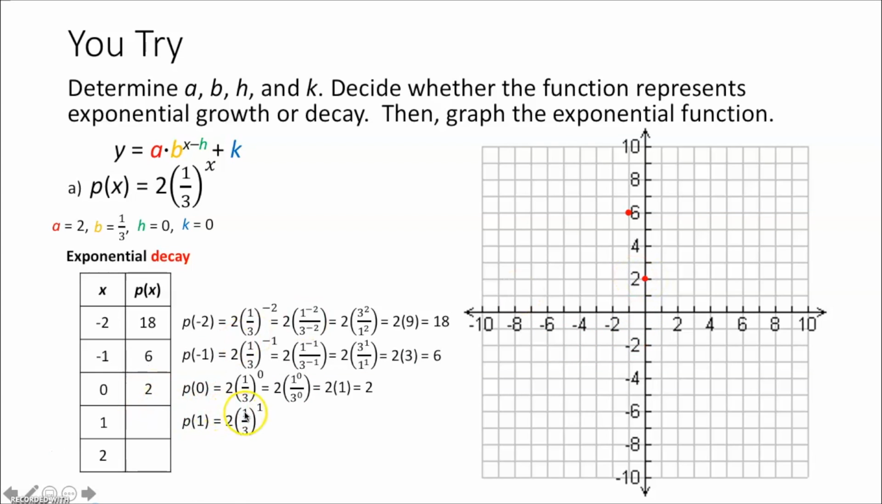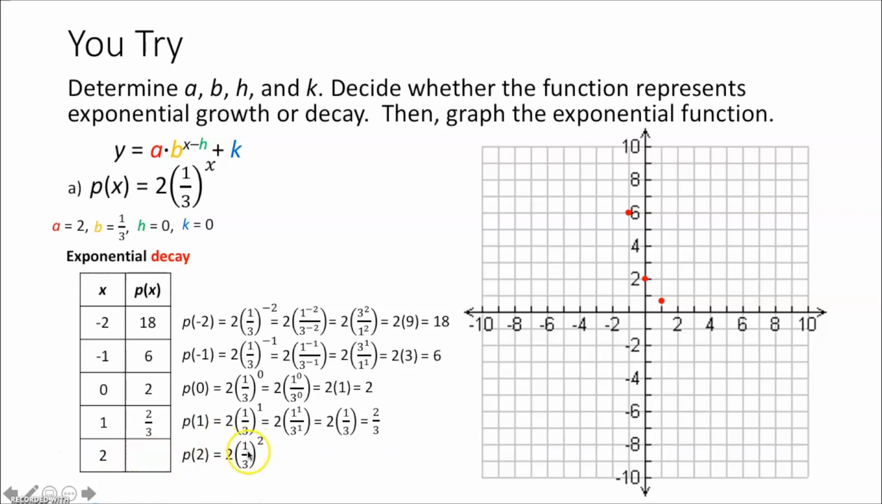1, plug in 1. So 1/3 to the first power is just 1/3. Then we take 1/3, multiply it by 2, and you get 2/3, because 2 is the same as 2 over 1. So 2 times the 1 gives you 2, 1 times the 3 gives you 3. That's how you get 2/3. Now, plot the point 1, 2/3. So we go over 1, up 2/3. So 2/3 of the way up to 1. So somewhere in there.